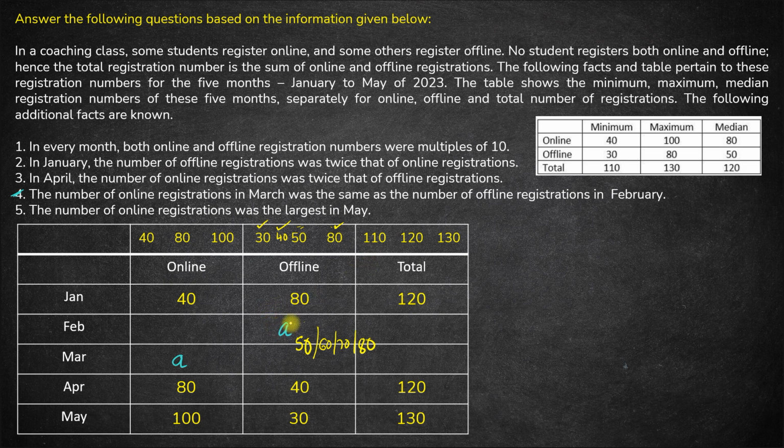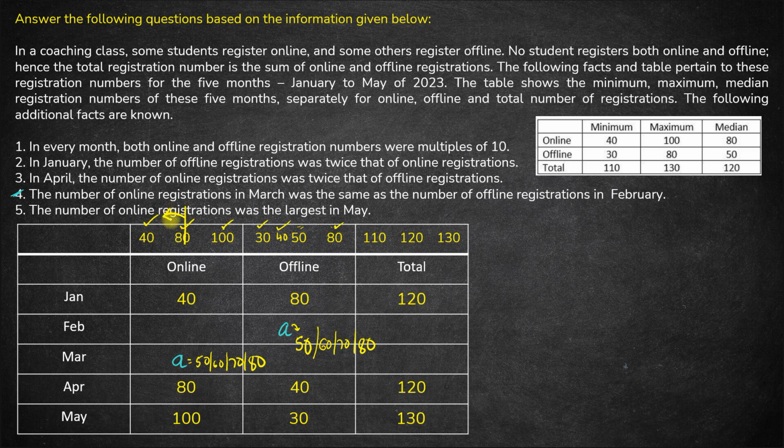Right? So the value of A can be either 50, 60, 70 or 80. So one of the values that will come here is either 50, 60, 70 or 80. Now here if we check, we have got the minimum value of 40, the maximum value of 100 and the median value of 80.